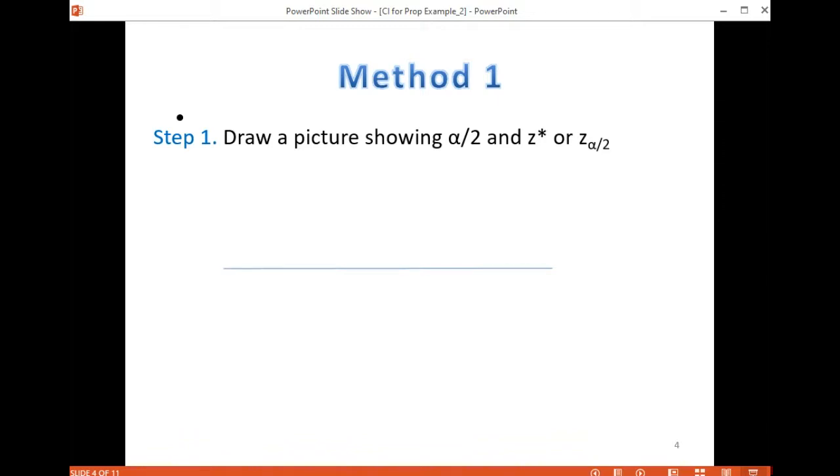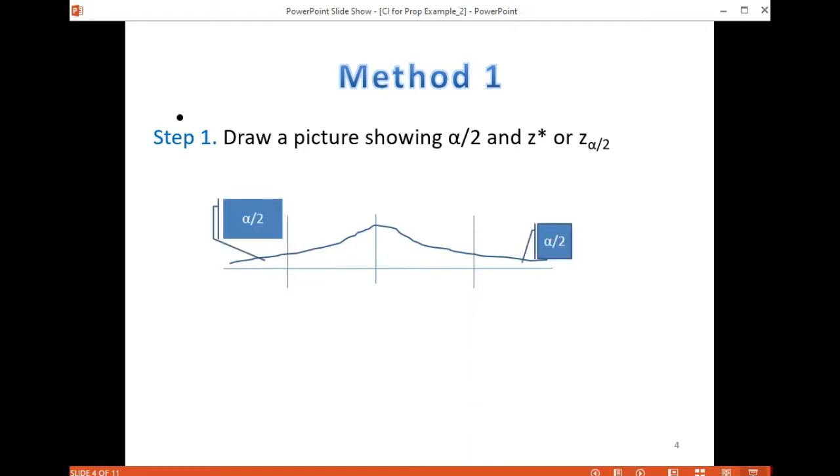Draw your horizontal axis. Even though I have one axis, physically, there can be 2 sets of units. You can have the x values as well as the z values. So on either side, I want to draw a line of the normal curve. You'll see I have alpha over 2 on the right and alpha over 2 on the left. So alpha in the middle is 1 minus alpha, and that's 0.90. So you can do some math and figure out what alpha over 2 is.